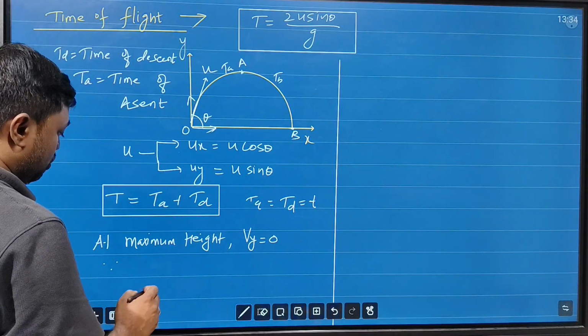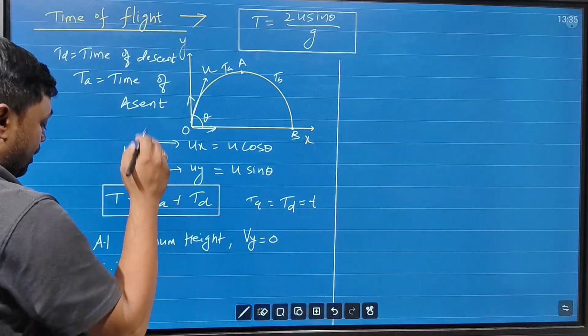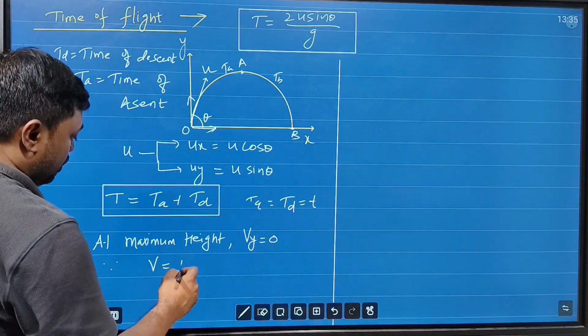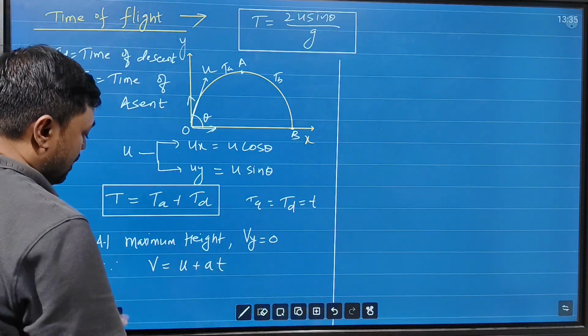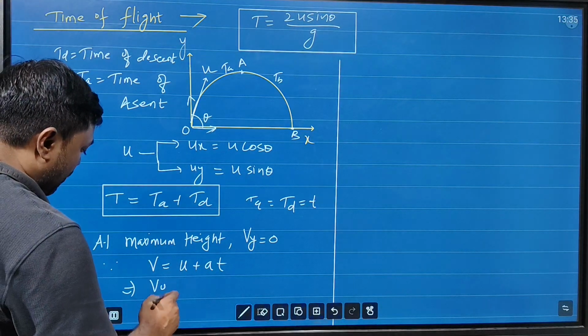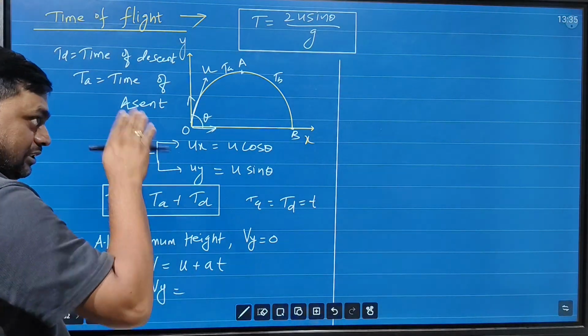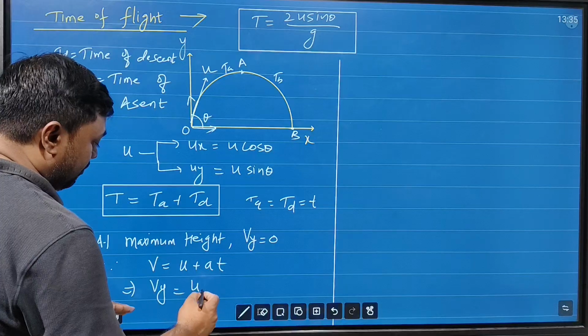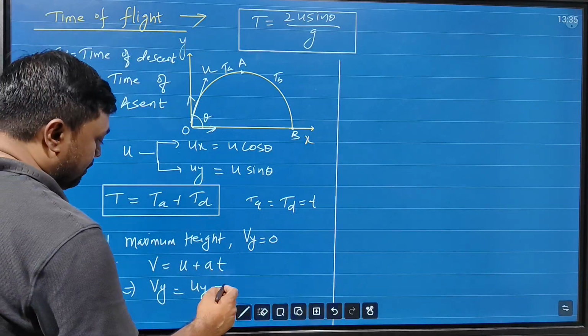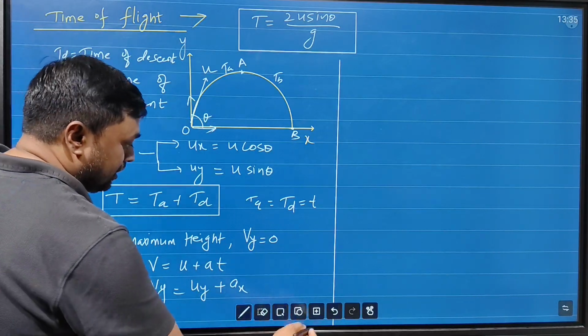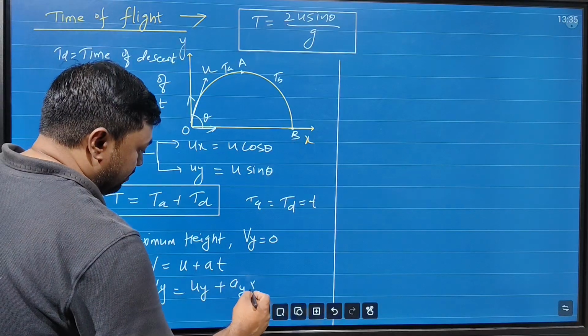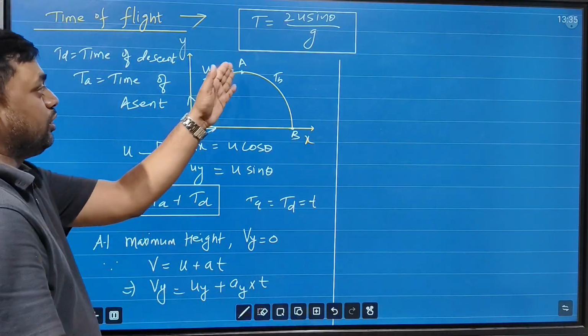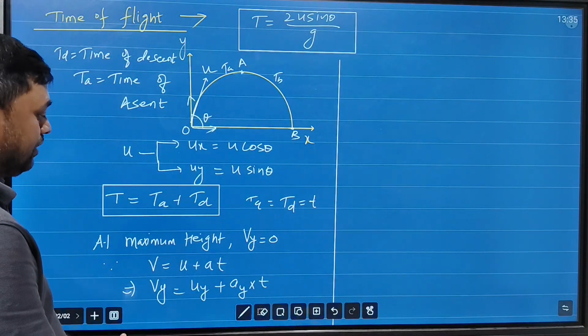Apply the first equation of motion along the y-axis. What is the first equation of motion? V is equal to u plus at. Do you agree with me? So the final velocity along the y direction, that is the vertical direction, is equal to the initial velocity along the y direction plus acceleration along the y direction, that is ay, into time. The time taken from here to here is the time of ascent, let's say t only.